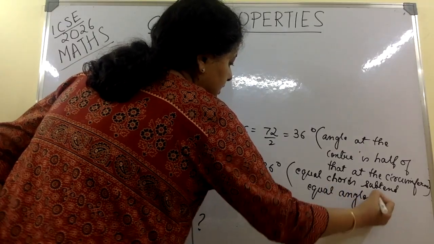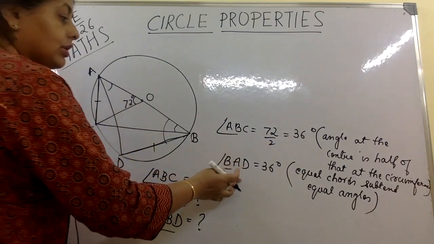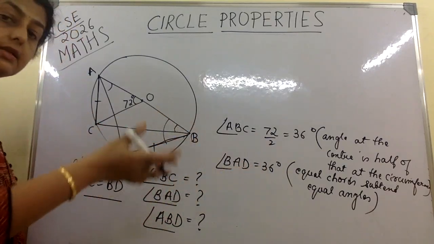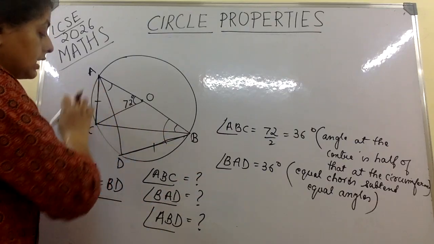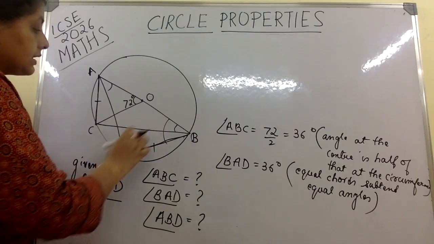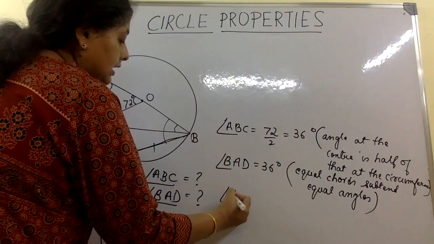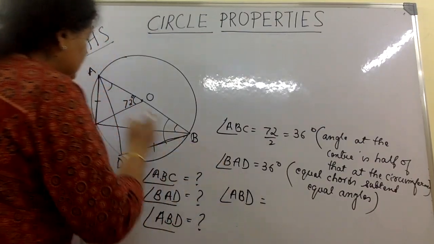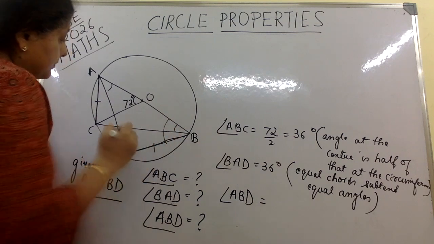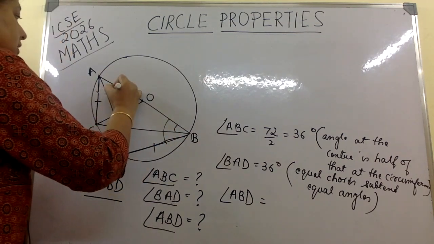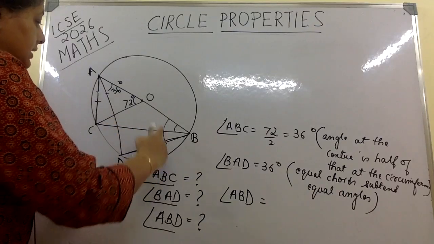Now this is straight from the property that equal chords subtend equal angles, from the properties of ABD. This full angle is how much now? Okay, so angle ABD, I have one of the angles. Angle BAD is 36, let me write it here. And we are now going to find this angle.